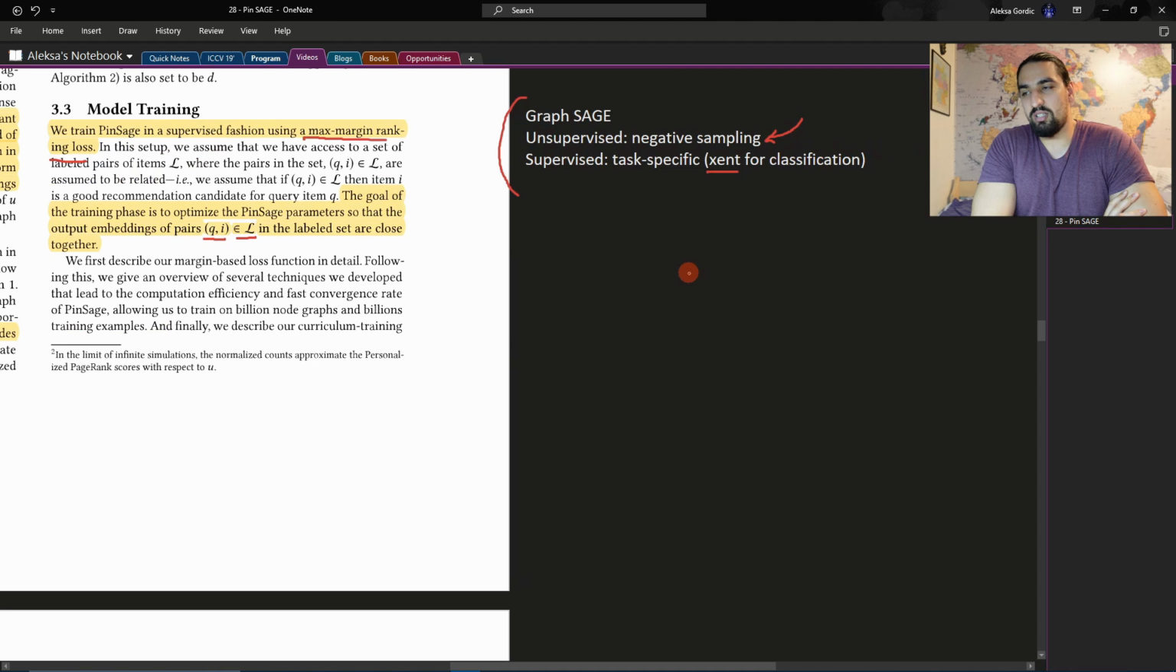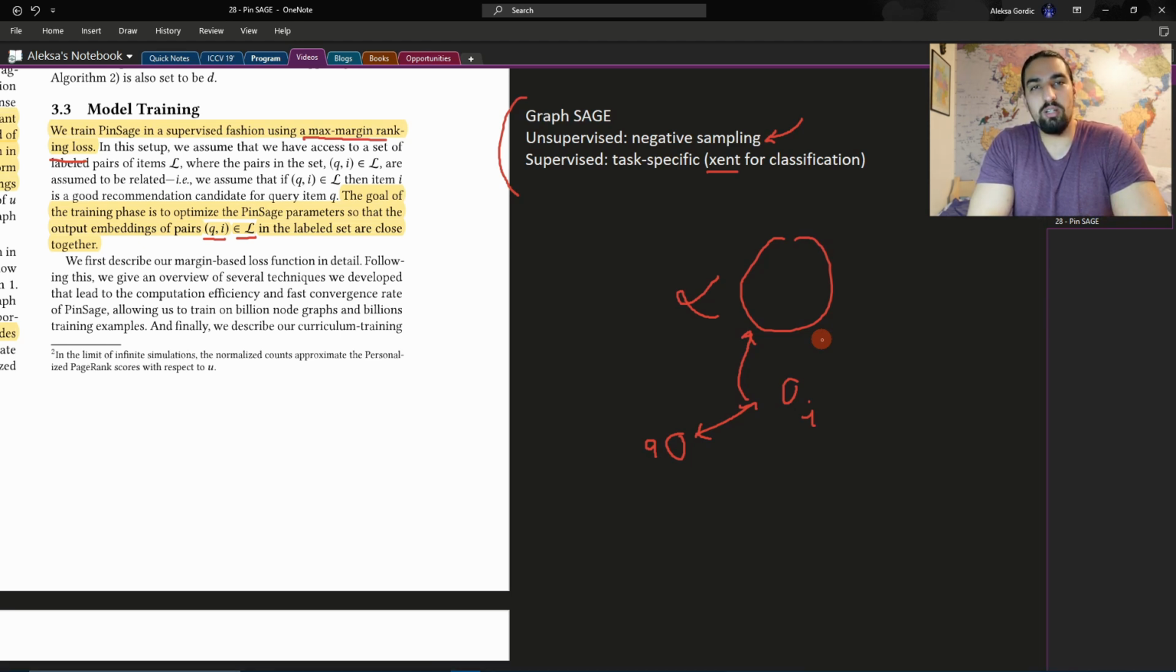So what's this set L? Basically, they just track the engagement on Pinterest. So if you, for example, were playing with pin Q, and the first next pin that you opened or interacted with, had an engagement with, was pin I, then they just add this pair to this set L, and that's how they collect the supervised data set. Just through natural engagement of users on Pinterest, over time they get a huge training set L.